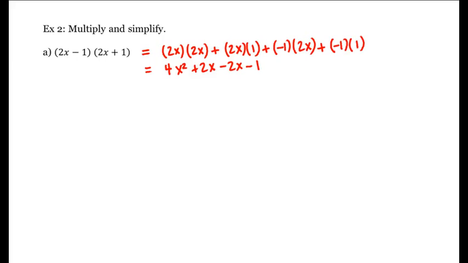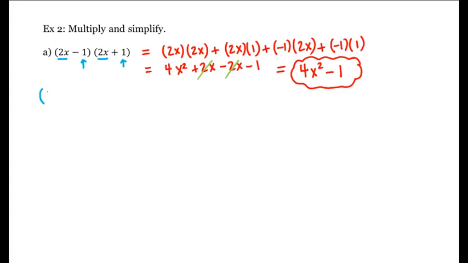And notice the outer and the inner terms will cancel, which leaves us with our answer of 4x squared minus 1. Now, it should be pointed out that these binomials are special and that we're multiplying together the difference and sum of the same two terms. We have 2x and 2x and 1 and 1. And there's a special formula in this type of case.